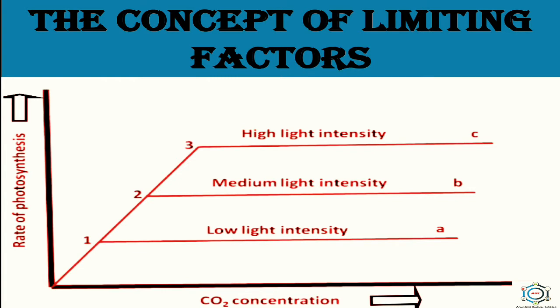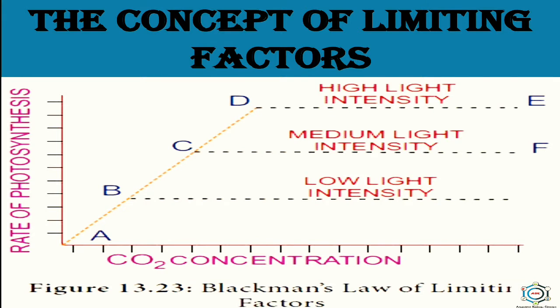Here you can see low light intensity, medium light intensity, and at high light intensity the photosynthetic rate increases. Any further increase in the amount of carbon dioxide will not enhance the rate of photosynthesis, and the rate becomes constant along the line, that is, here you can see, on the DE. On this slide, at the high light intensity it is fixed. This is because the light factor has now become the limiting factor.